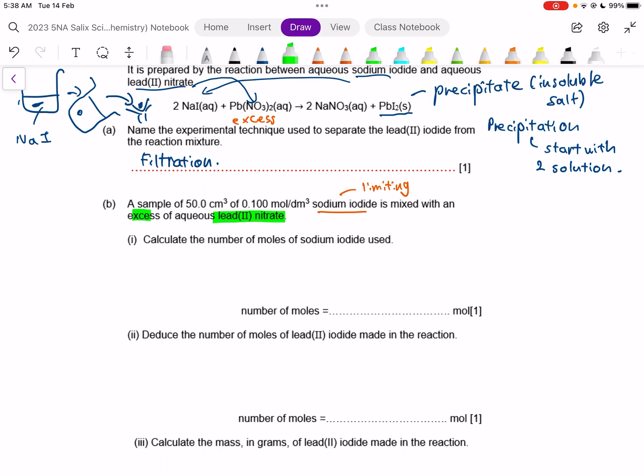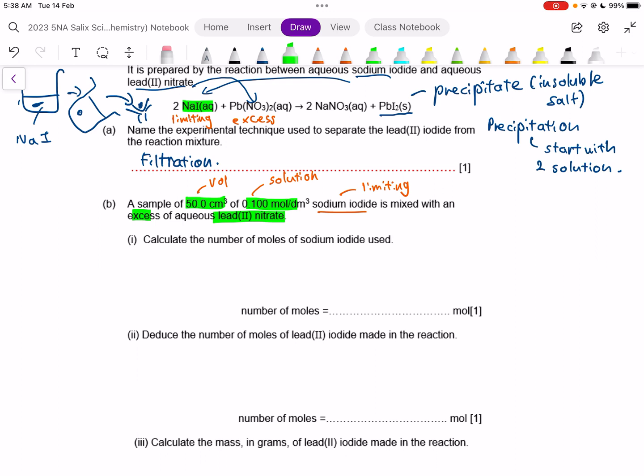So you are given volume and concentration again, a very common thing you will be given when it's a solution. So this is volume, this is solution. This one is the limiting. Sodium iodide, NaI, is the limiting.